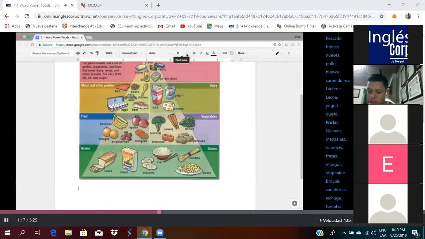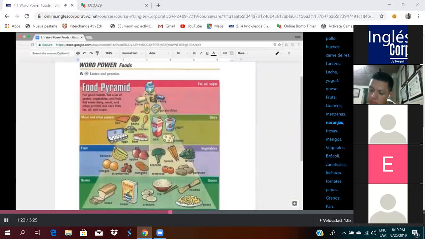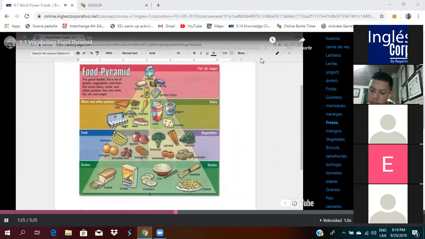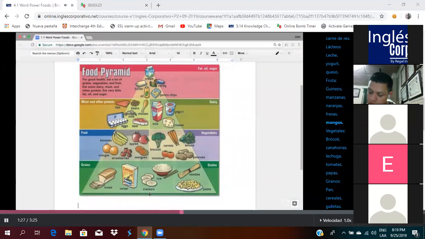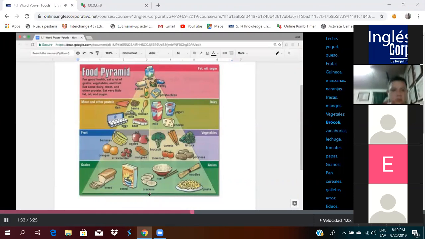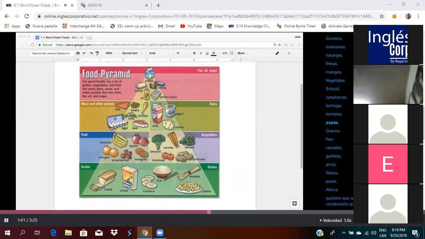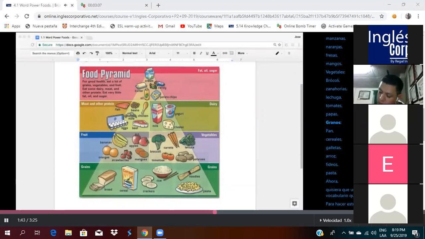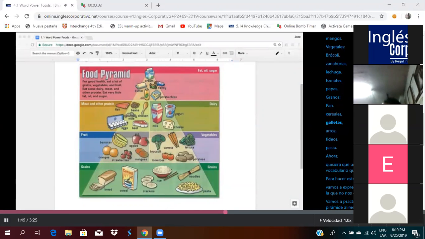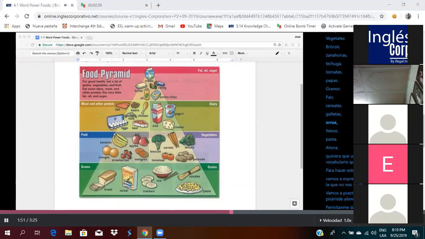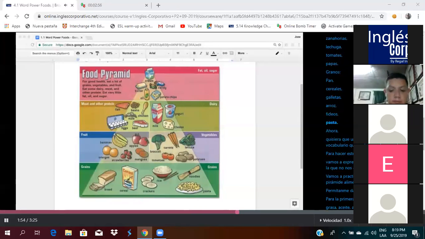Fruit: bananas, apples, oranges, strawberries, mangoes. Vegetables: broccoli, carrots, lettuce, tomatoes, potatoes. Grains: bread, cereal, crackers, rice, noodles, pasta.